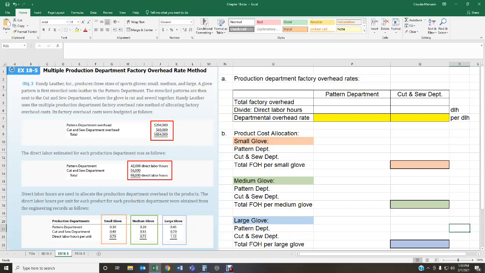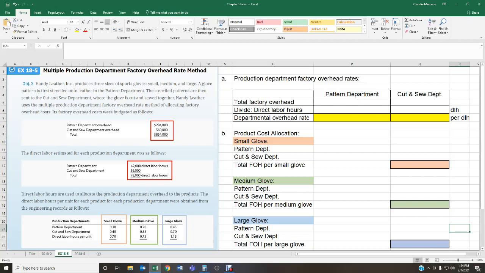They budgeted factory overhead costs for the pattern department of $294,000, and for the cut and sew department, $560,000. So the total factory overhead cost budgeted is $854,000. Now, the direct labor estimated for each production department was as follows. The pattern department, 42,000 direct labor hours. The cut and sew department, 56,000 direct labor hours, for a total of 98,000 hours.